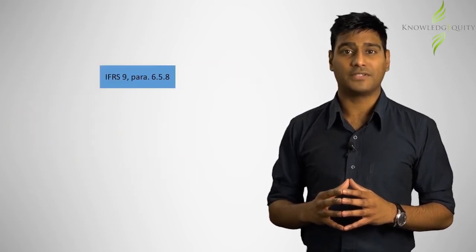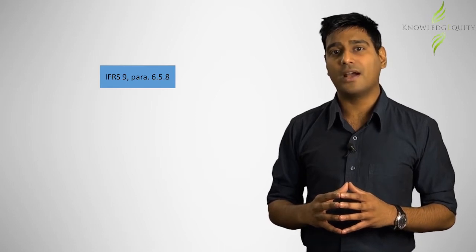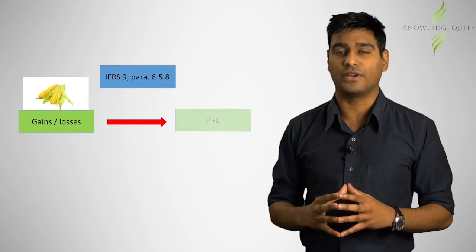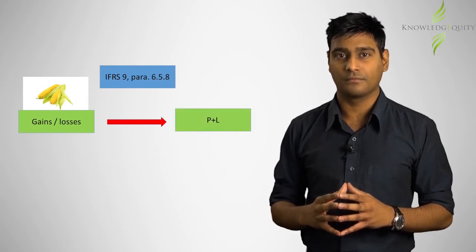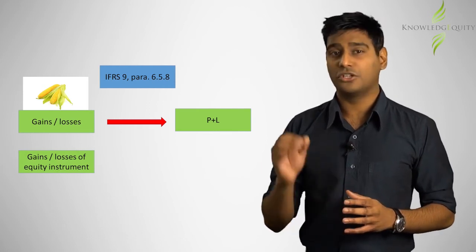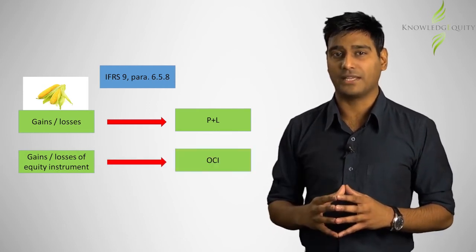IFRS 9, paragraph 6.5.8 requires the gains or losses on the hedging instrument and hedged item to be recognized in profit and loss. However, gains or losses in fair value of equity instruments should be recognized in other comprehensive income.